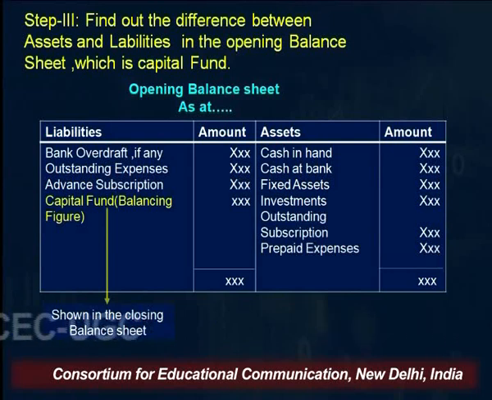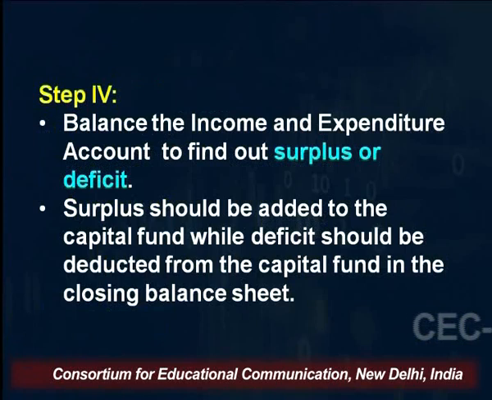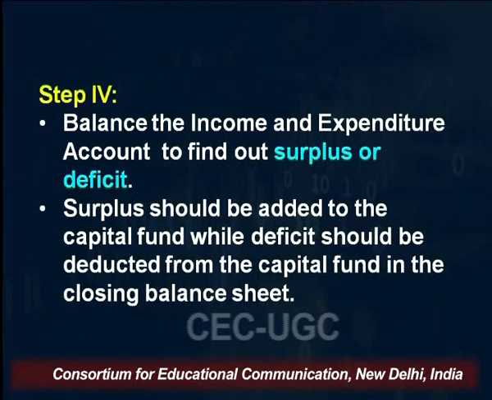This is the balancing figure, and this capital fund will be shown in the closing balance sheet. The next step is balancing of income and expenditure account. The purpose of income expenditure account is to calculate the profit or loss. Basically, this income and expenditure account is similar to profit and loss account.